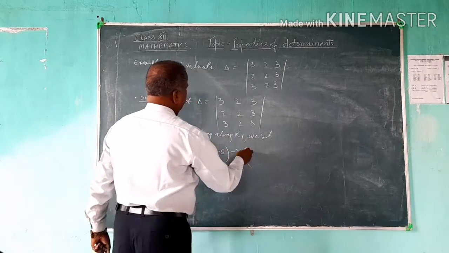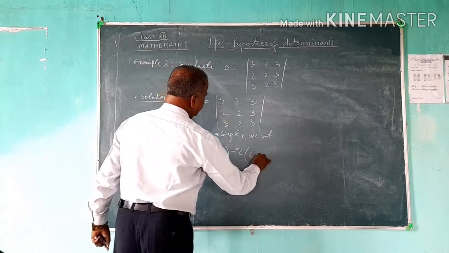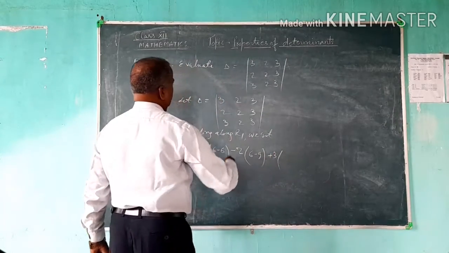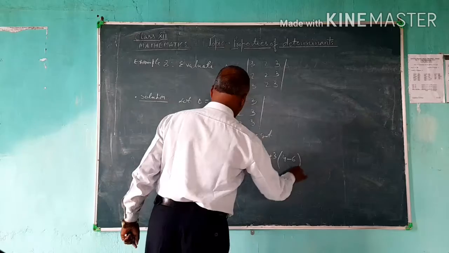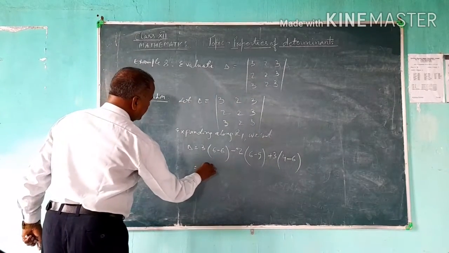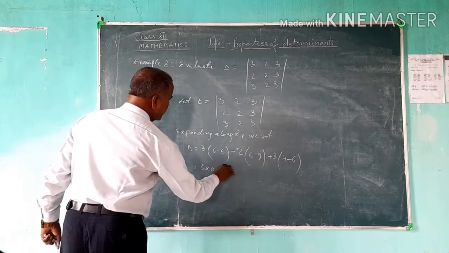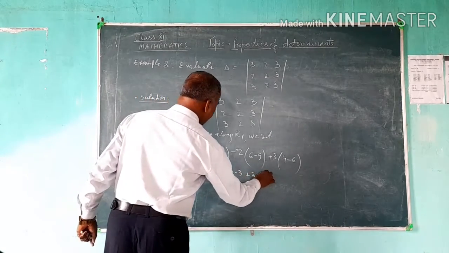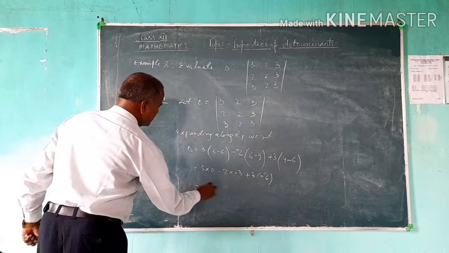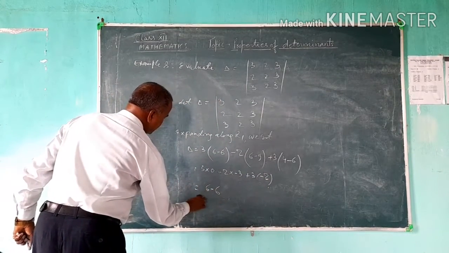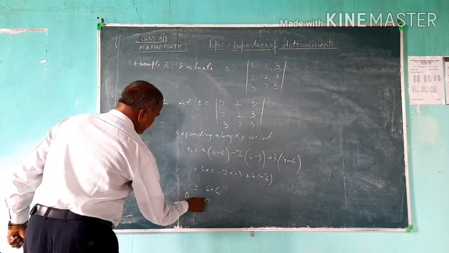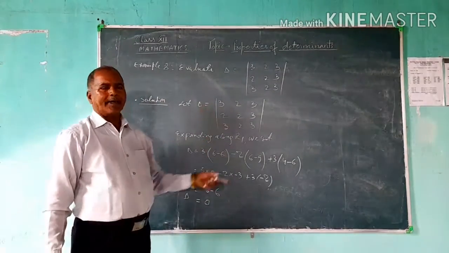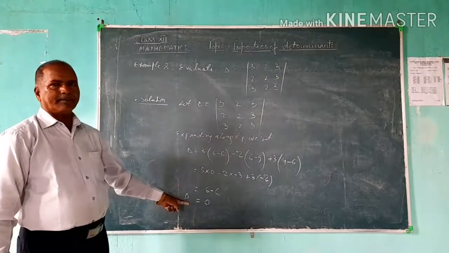this cancels. (6 minus 9) and plus 3 into (4 minus 6). So this is 3 into 0 minus 2 into minus 3 and plus 3 into minus 2. So this is equal to 6 minus 6 and value is 0. So delta is 0. Hence, if two rows are identical, the value of the determinant becomes 0.